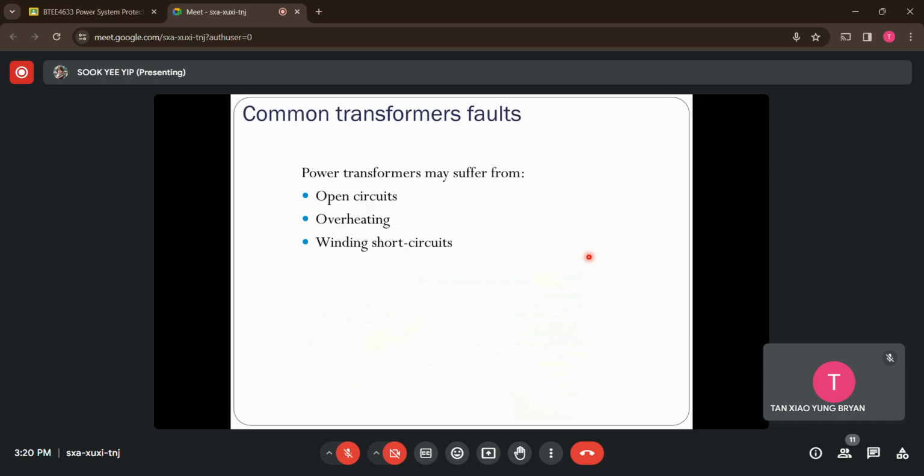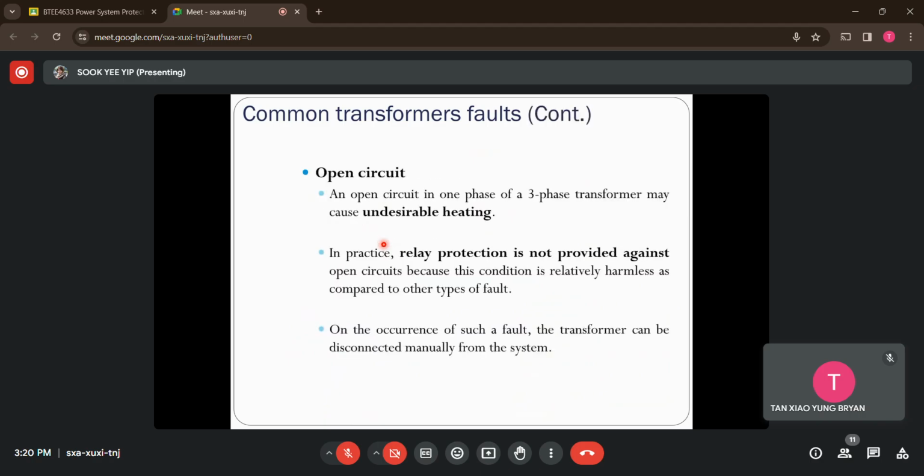In summary, we can say the common transformer failures occur on the winding. It could be open circuit conditions, or maybe overheating conditions, and the last one, of course, is short circuit conditions. So what happens if we have an abnormal open circuit in one of the phases of the transformer, which means we have a loss of transformer phase? During that time, if the winding becomes open circuit, we could have undesired heating of the transformer.